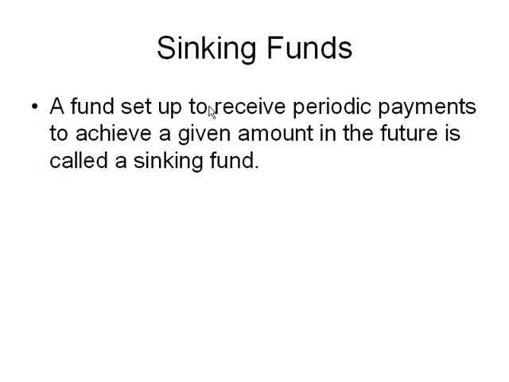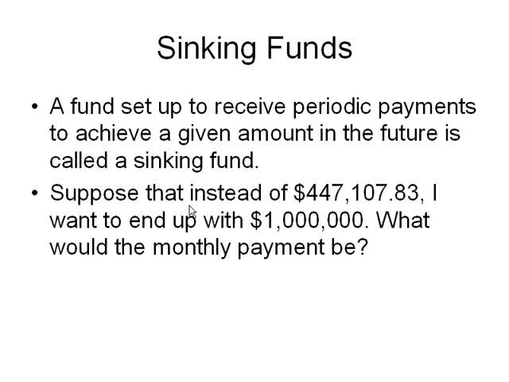Now, a different kind of way of thinking about this is a sinking fund. Before, I was putting in regular payments, and then I just figured out what I ended up with at the end. When I set up a fund to receive periodic payments to achieve a given amount in the future, that's called a sinking fund. So instead of making the payments and saying, what do I end up with? Here I'm going to know what I end up with, and I want to know things like how much should I be putting in to end up with that amount.